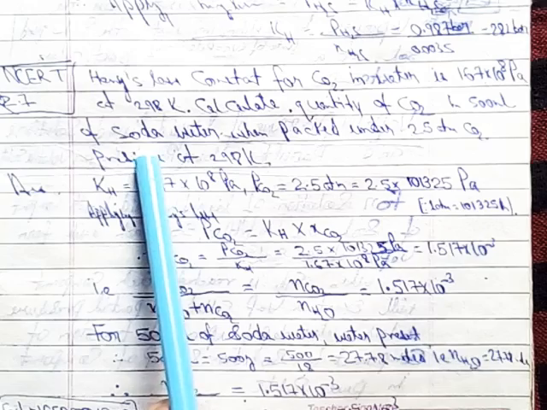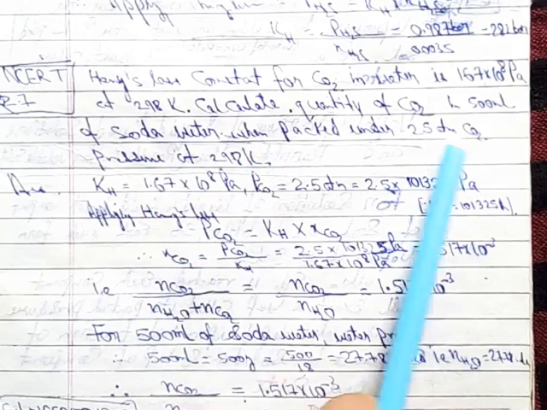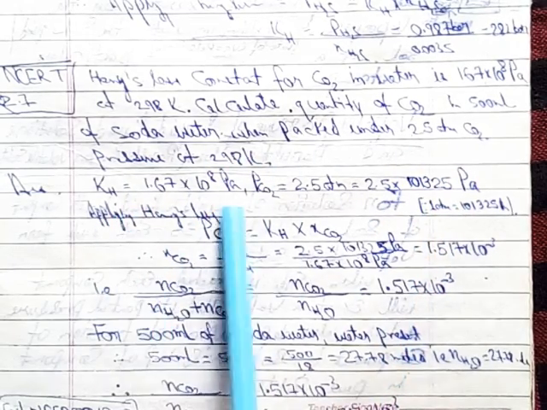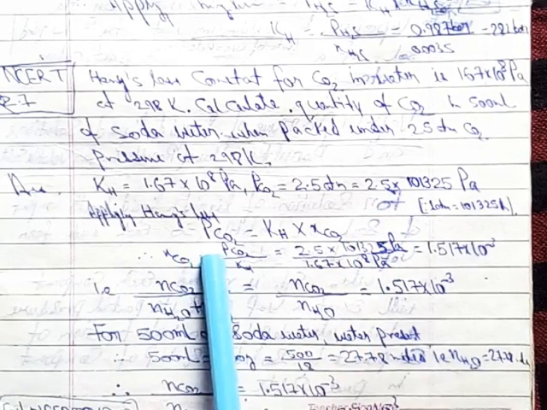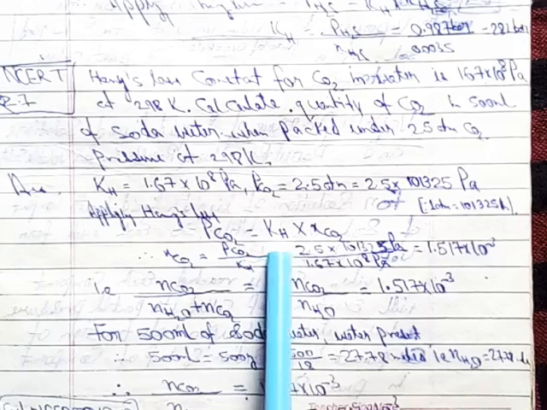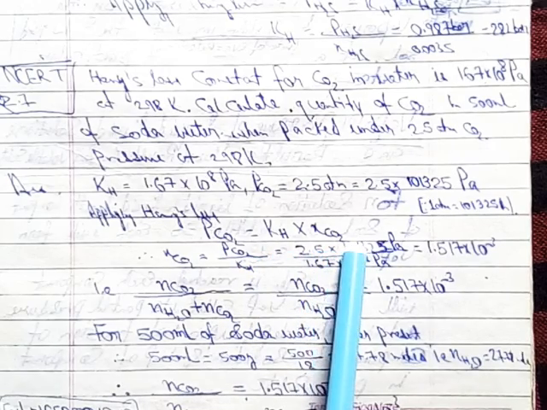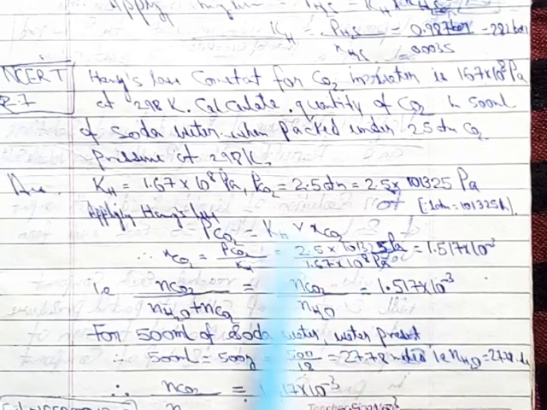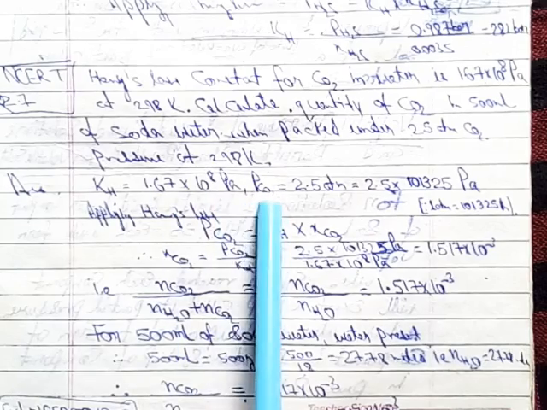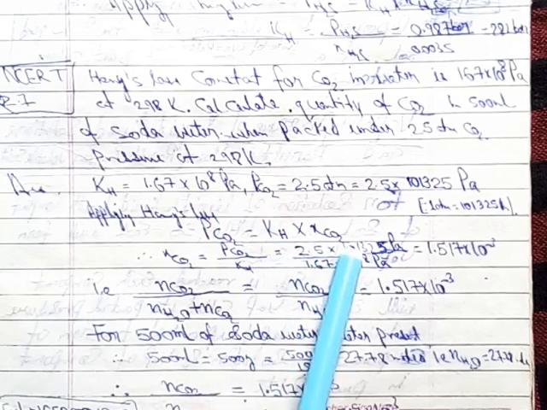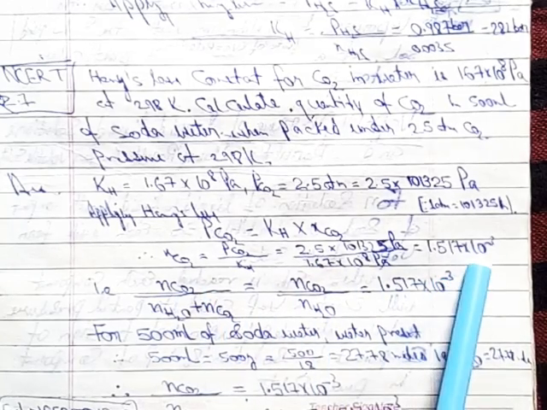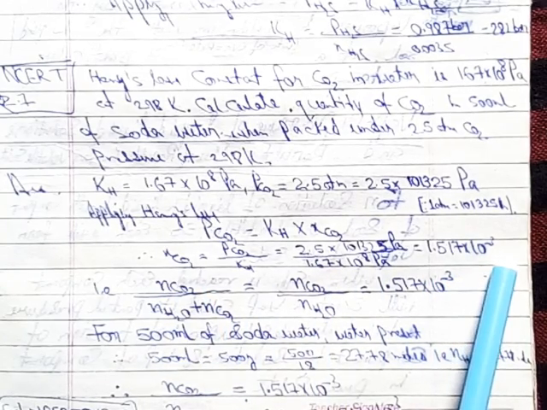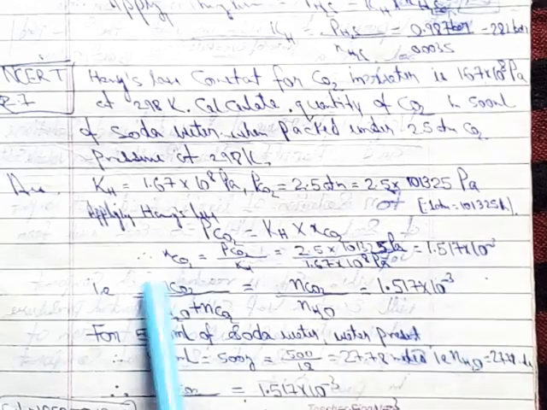Quantity means you just go with the number of moles when packed pressure is given. So KH is given, pressure is given in Pascal, apply Henry's law, partial pressure of CO2 equals KH into X CO2. We have got the KH, we have got the PCO2 value, we'll get the mole fraction of CO2. So finally, by solving it, we get 1.57 into 10 power minus 3. Now, mole fraction we have got.